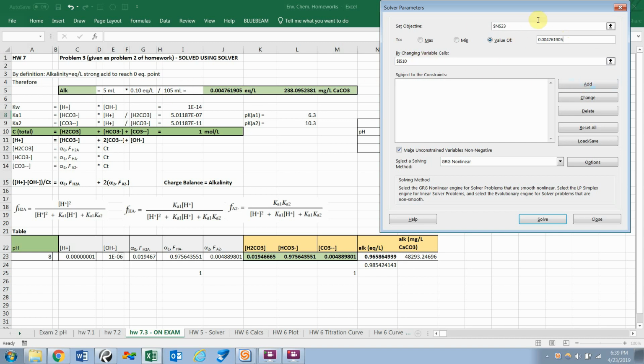How do I want to reach this answer? How do I want to match this cell to this number? By changing my total carbon. That's the unknown. That's the main unknown. So I'll pick it. There are no constraints here except nothing can be negative. There's no such thing as a negative concentration for this problem. So I'll say make unconstrained variables non-negative. I'll make sure that that's checked. And then I should be able to hit solve.